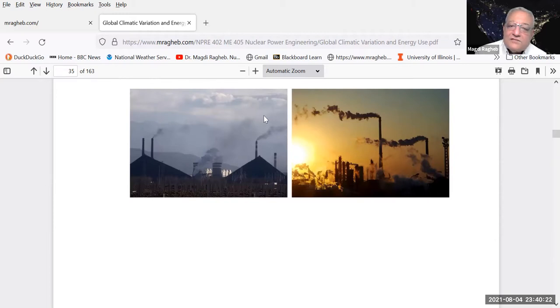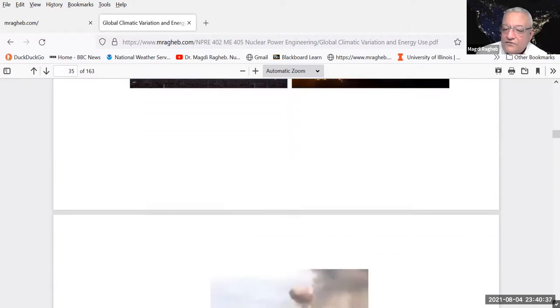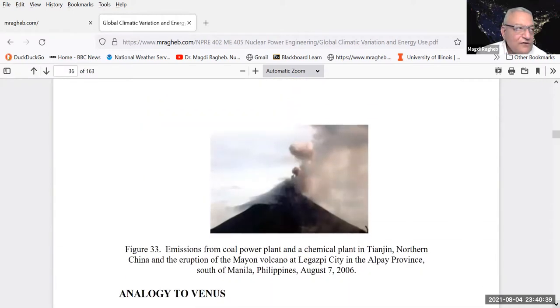But humans have been affecting the climate. We are releasing pollutants to the atmosphere. This is maybe a refinery. We don't have control, obviously, over the solar effects or volcanic effects. So we have to adapt to them. As a human race, we are survivors. We have to adapt to phenomena that are geographic in nature that we don't have control over.